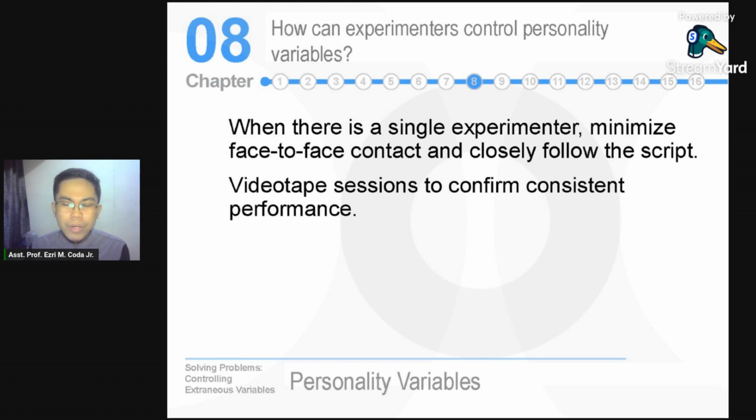Now, how can experimenters control personality variables when there is a single experimenter? Minimize face-to-face contact and closely follow the script. So, videotape sessions to confirm consistent performance. Dapat minimize pala daw yung face-to-face contact kapag single experimenter lang as much as possible. Audio recording lang yung naririnig na instructions or binabasa na lang ng ating mga participants yung instructions. Or as much as possible, we have to videotape the sessions para ma-confirm natin na consistent yung performance ng ating experimenter.